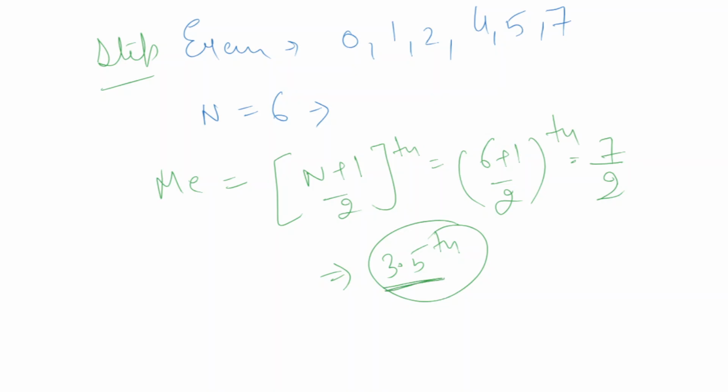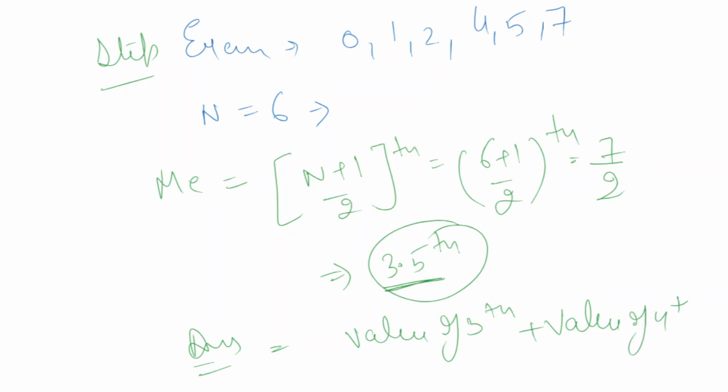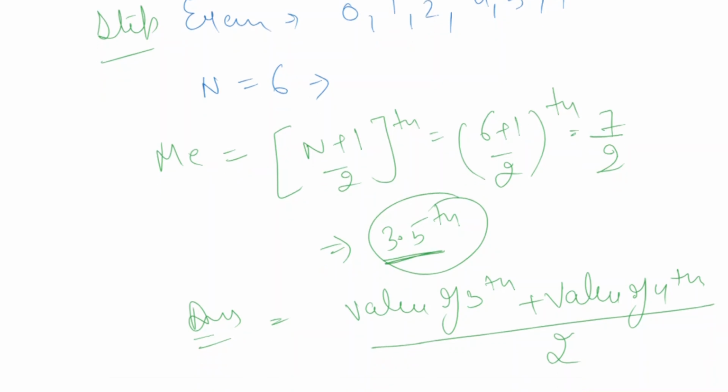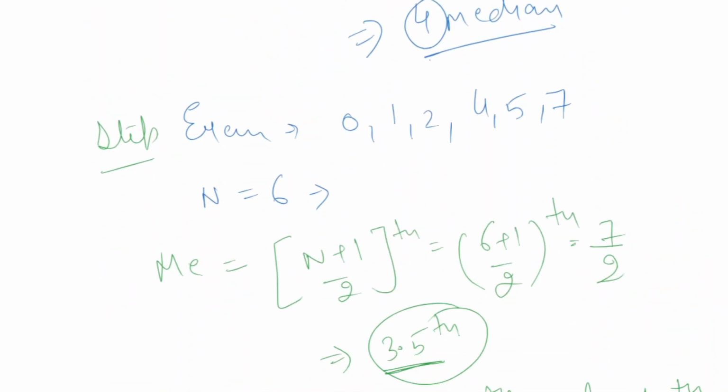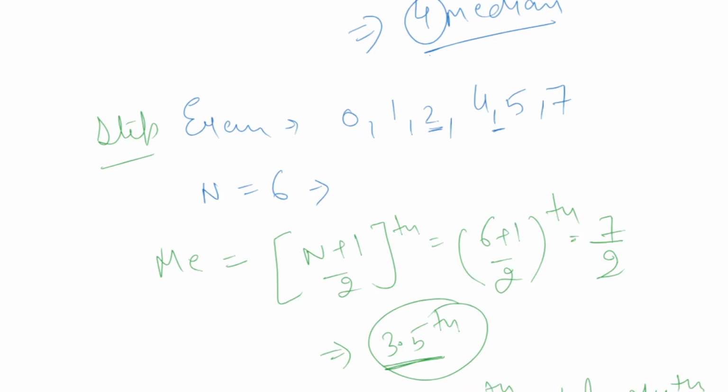the 3.5th term. To find out the answer, you have to take the value of the third term plus the value of the fourth term, and take the average of them. Now why are we taking an average? Because we have got the 3.5 value. Now 3.5 is more than the third term but less than the fourth term, right? So we have to take the average of it.